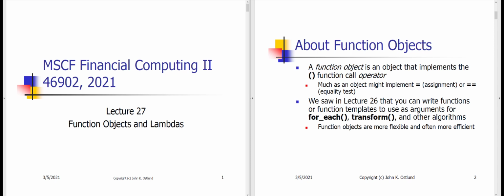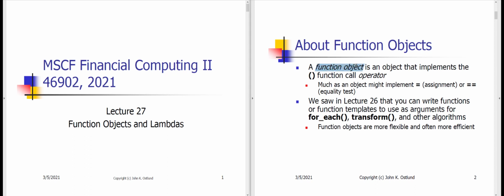Well, in Lecture 27, we're going to take a look at even more ways of defining function-like things, objects, lambdas. We can define function objects of our own. We can use predefined function objects. These are mostly intended to be useful with algorithms. So let's dive into this.